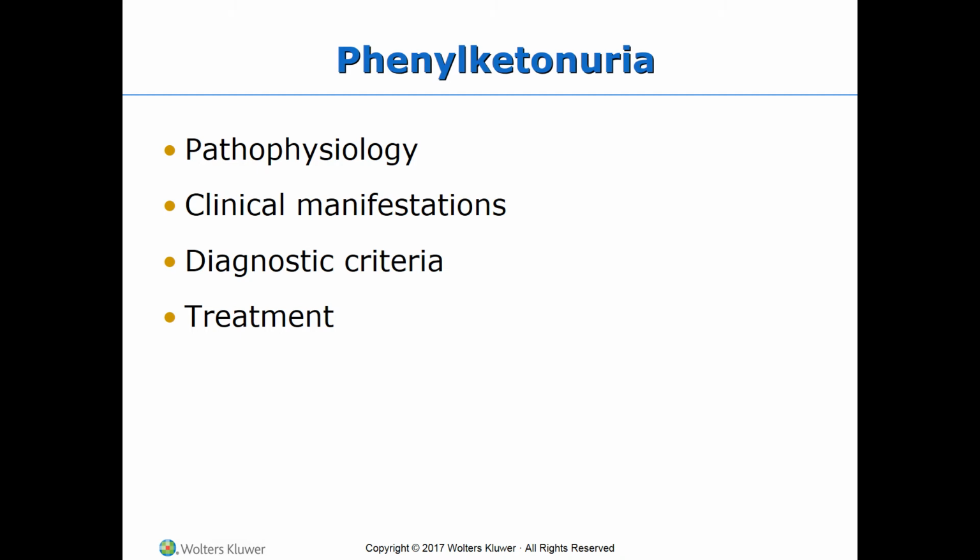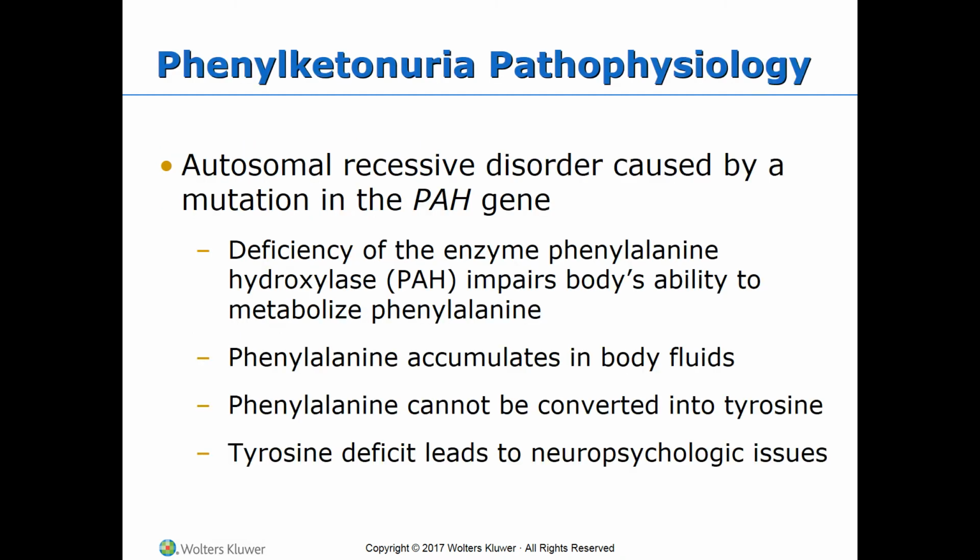Okay, so for phenylketonuria, this is an autosomal recessive disorder that is the result of a mutation of a gene called the PAH gene. PAH stands for phenylalanine hydroxylase, which is an enzyme that metabolizes phenylalanine. Phenylalanine is converted by this enzyme, phenylalanine hydroxylase, into tyrosine. And tyrosine is an amino acid that is necessary to make different proteins.